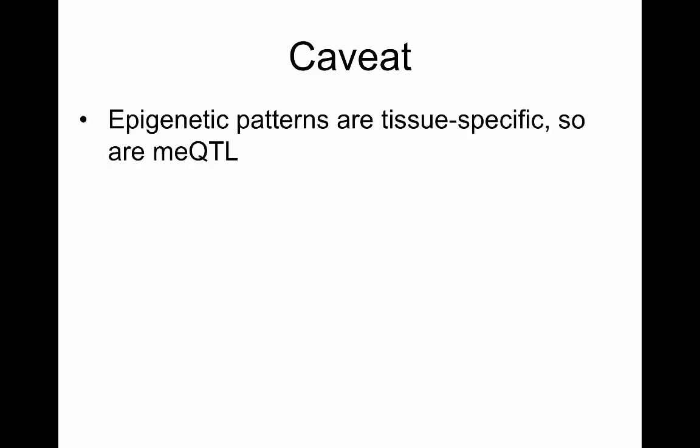Another important thing to know about MEQTL is that they're tissue specific. Your SNPs are the same in all tissues, but your methylation patterns may not be the same. So just because a certain SNP is strongly associated with a methylation locus in whole blood does not mean that that same SNP would be associated with methylation in the same locus, for example, in the brain.